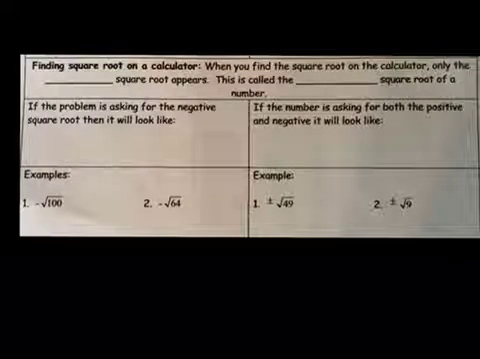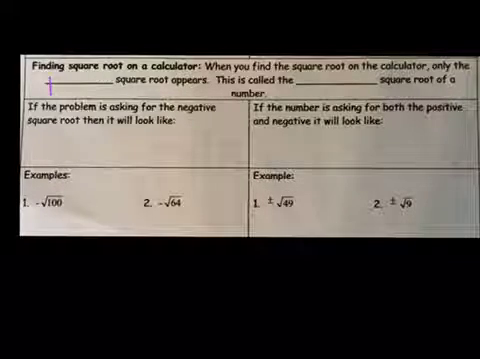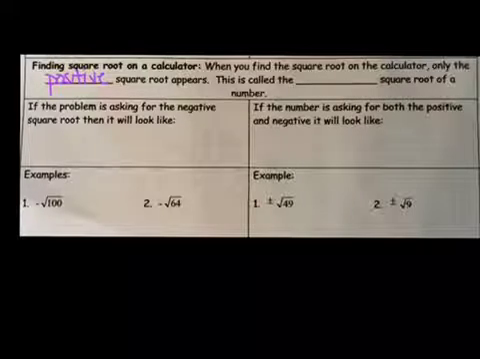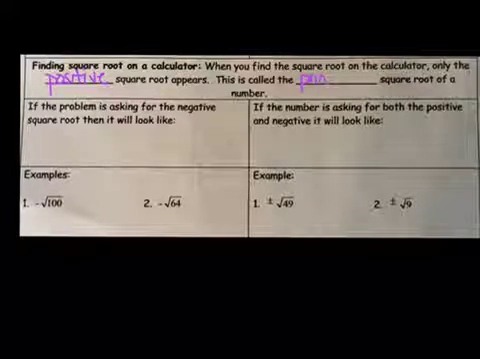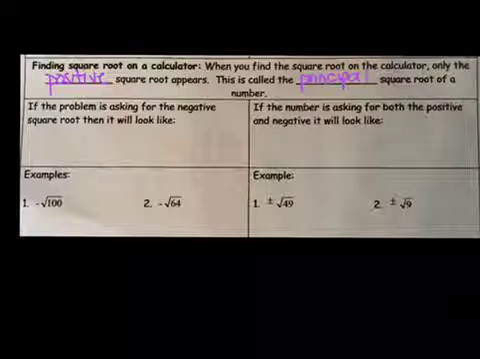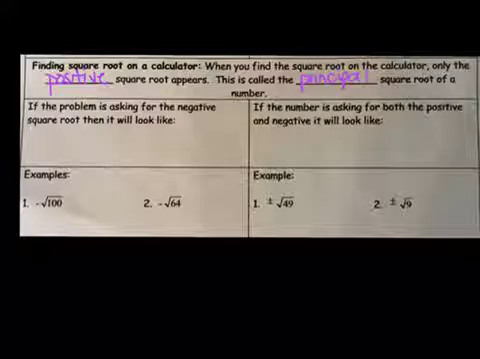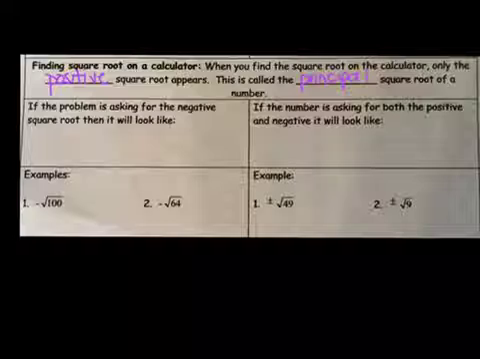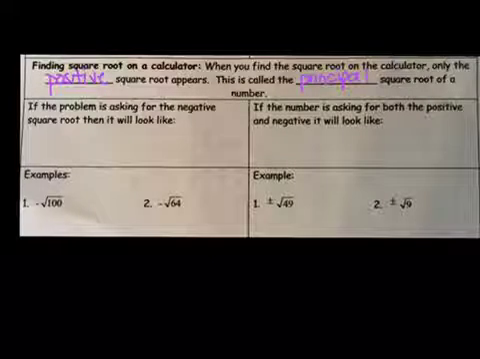Finding square roots on a calculator. When you find the square root on the calculator, only the positive square root appears. This is called the principal square root of a number. When you find the square root of a number, usually the first thing you think of is the positive square root, but you need to remember there's both a positive and negative root. So when you find it on your calculator, it's only giving you the principal, or positive, square root.